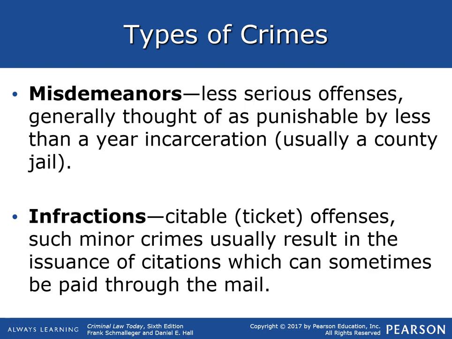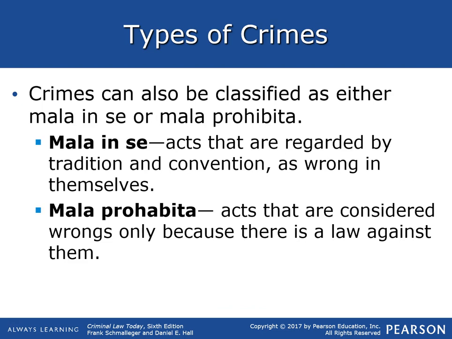And then the lowest level, which some of us, unfortunately, have had the pleasure of receiving, would be something called an infraction. This is a citable or ticketable offense, such as minor crimes that usually result in the issuance of citations, which can sometimes be paid through the mail. The easiest example I can think of would be a speeding ticket. Technically, it is a criminal offense, just an infraction, but it is something where you can be issued a citation. So those are the different types of crimes, if you will.